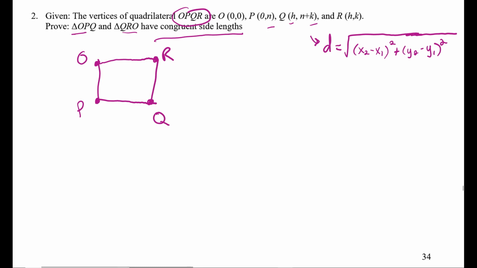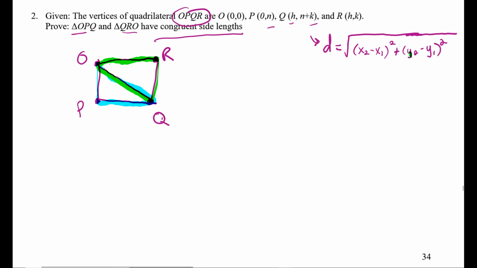So triangle OPQ, I would need to connect these so we have that third side of the triangle, and then triangle QRO. So it looks like they're talking about this triangle right here and this triangle right here. So if I want to prove that they have congruent side lengths, we could just plug into the distance formula a bunch of times to show that they all have the same expression when you plug into that formula.